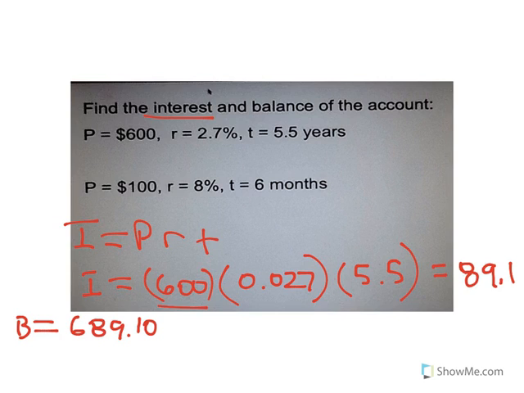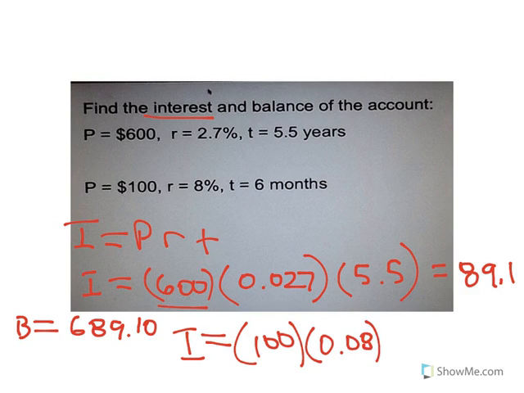So for this problem here, it's the same idea. Interest is equal to, well, $100 is the principal, 8%, 0.08, and then times 6 months. It's always done in years, so this is actually going to be 0.5 years, because 6 months is 0.5 of a year, and that's going to end up giving me a grand whopping total of $4. And again, that's the interest, and then $104 is going to be the balance.